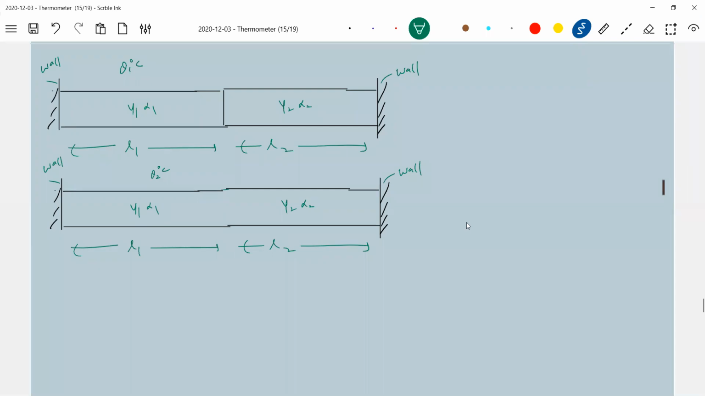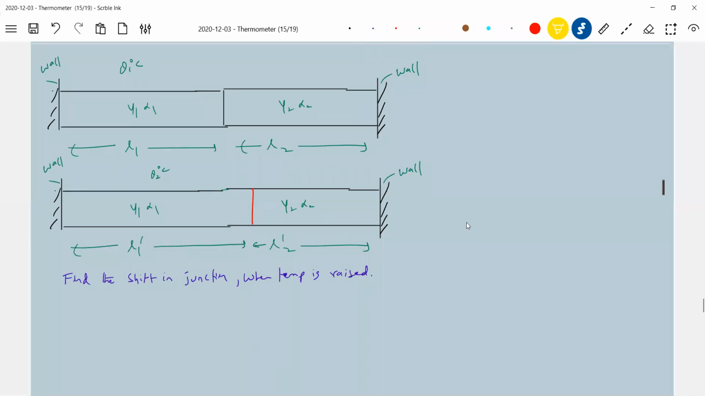Because of this, what will happen? The junction will shift here. So I am asking now, find the shift in the junction. The new lengths are L1 dash and L2 dash, and theta 2 is greater than theta 1. Find the shift in the junction when the temperature is raised. The wall will not undergo displacement, so definitely there will be a shift. This shift is what has to be determined here.